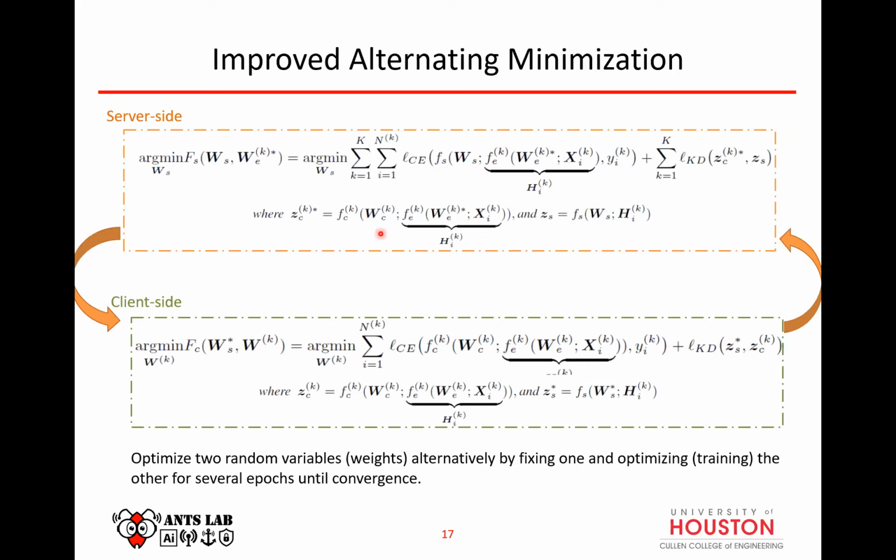So this paper tries to use alternating minimization to solve this optimization problem. It first fixes the weights on the server and then tries to optimize the weights on the client. And in the next iteration, it fixes the weights on the client and tries to solve it on the server. So it uses this alternating minimization to solve this problem.